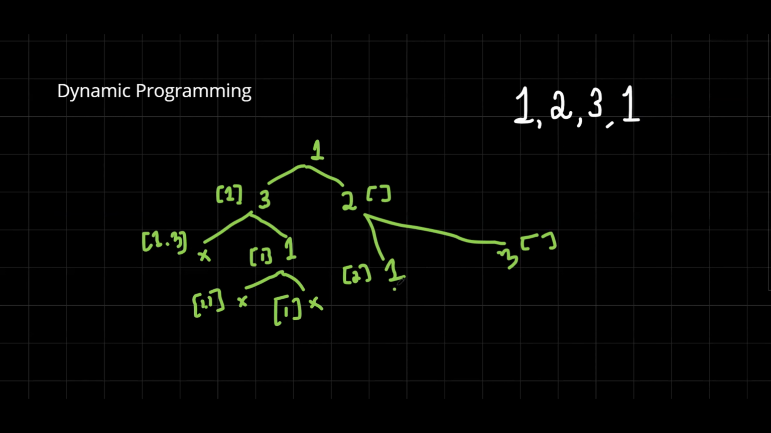Either I can take it or I can ignore it. And if I take it, the temporary vector will be 2 and 1. And our iteration is over here. And if I ignore it, our temporary vector will contain only the value 2. And our iteration is over here also.